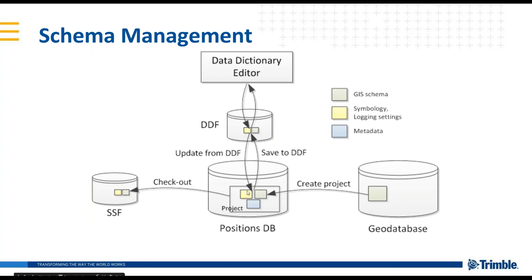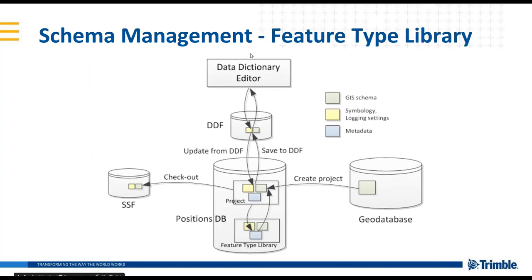the update from DDF button is what stores that definition back in the positions database such that it's available for checkout. So what you don't want to do is use data dictionary to go edit schema, because that's what's going to break things. I mean, you can, if you add new things, but you may not be able to check that data back in because now positions doesn't know how to work with it because it's got new stuff in it.